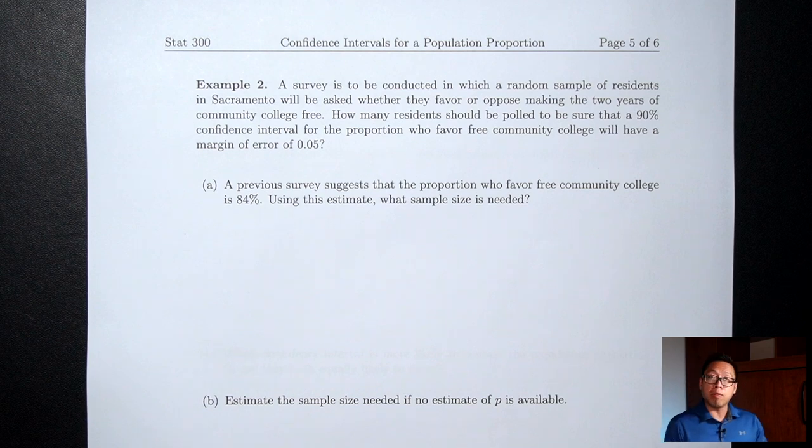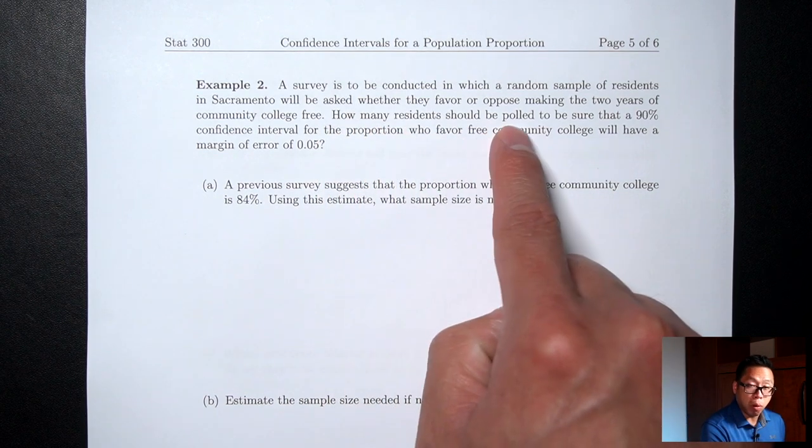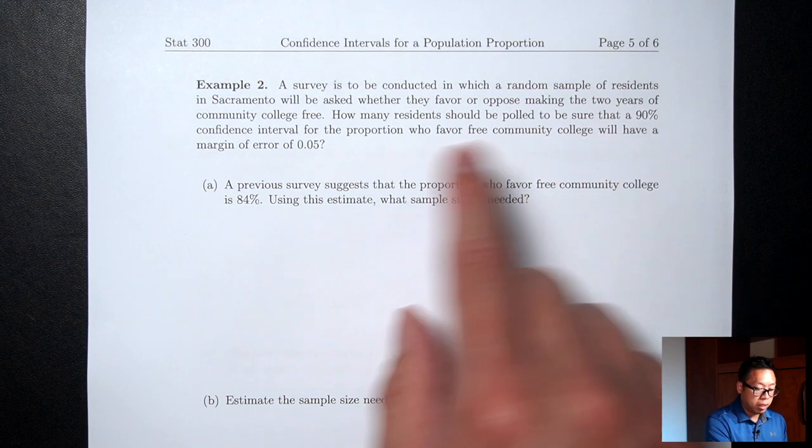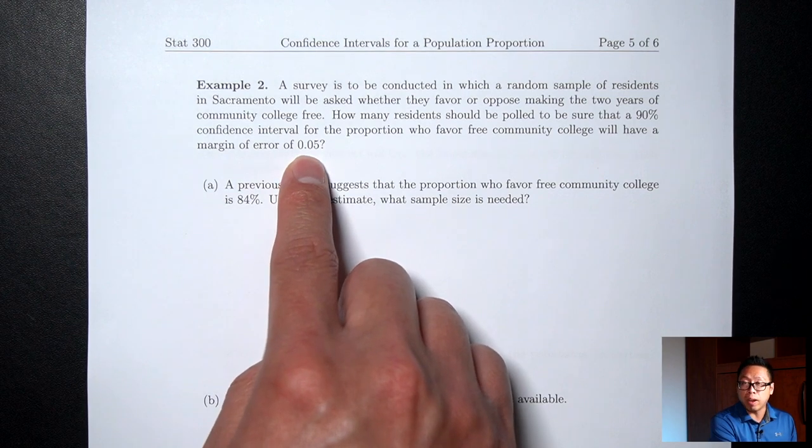Now, this example differs from example one that we just did. In example one, we were asked to find a confidence interval. This example is asking for how many residents should be polled. In other words, it's asking for a sample size. So this represents something you would do in the planning stages of a study. You're trying to plan out how many people you should include in your sample so that when you do a 90% confidence interval, you'll get a margin of error of 0.05.